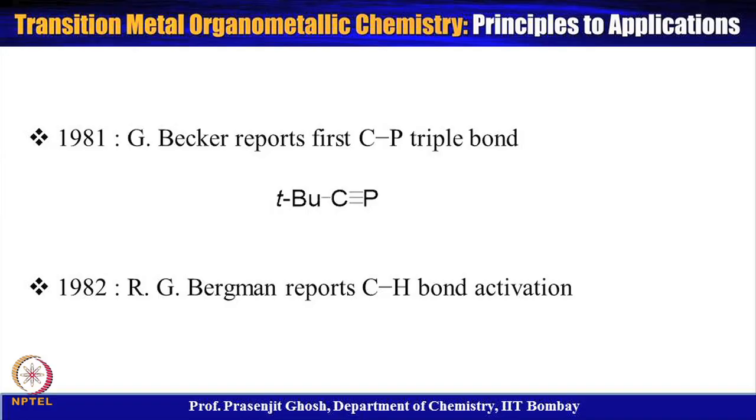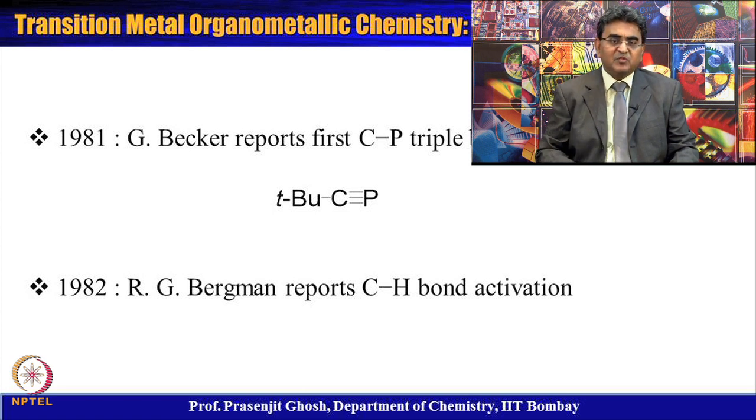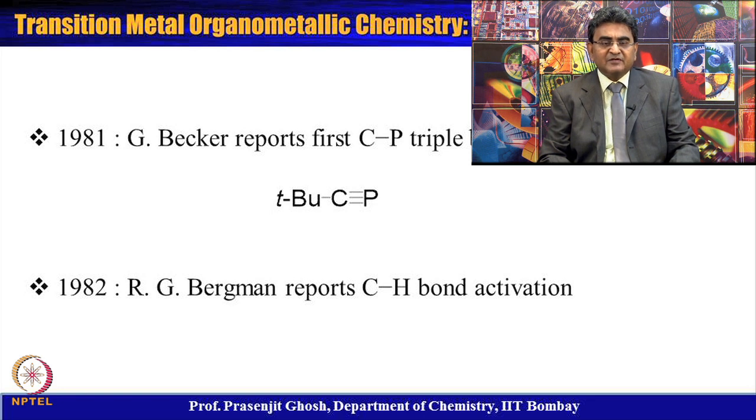In 1981, G. Bertrand reported the first C-P triple bond in terms of butyl C triple bond P. 1982, R. G. Bergman reported first CH activation. CH activation is an important area of research because if activated and functionalized, they can be very useful in producing various compounds having different functional group.